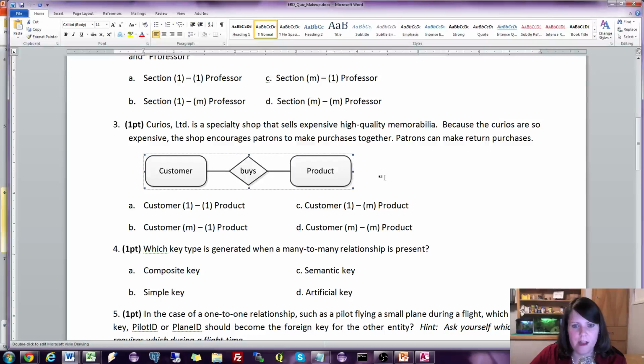So if they can come back and make repeat purchases, then they can, of course, have many items. So a single customer can have many products, and a single product can be purchased by many customers. So we're going to go with many to many on this one.